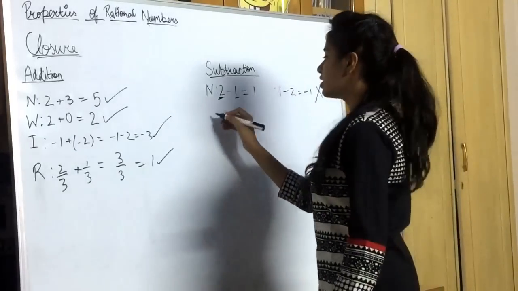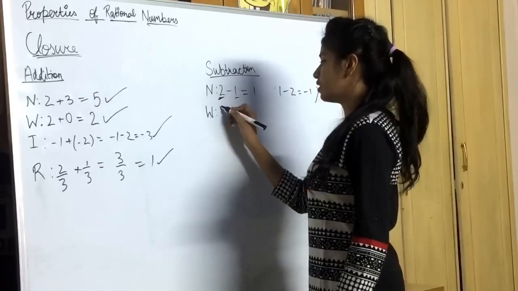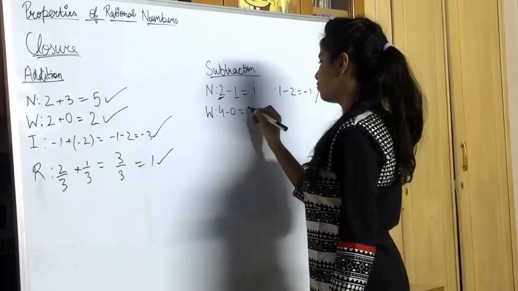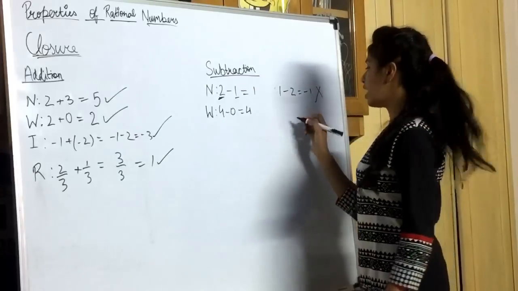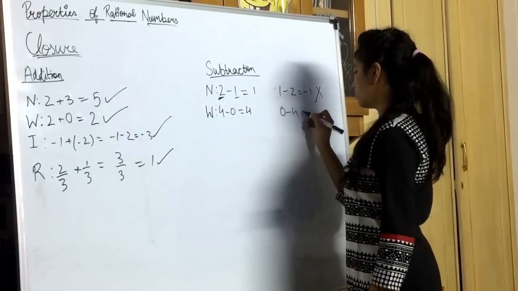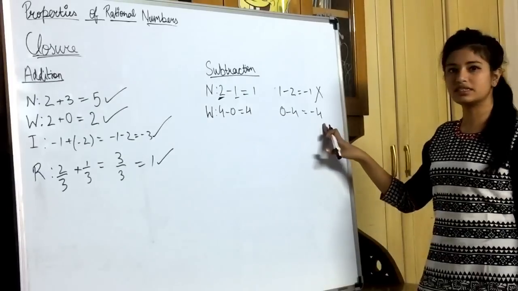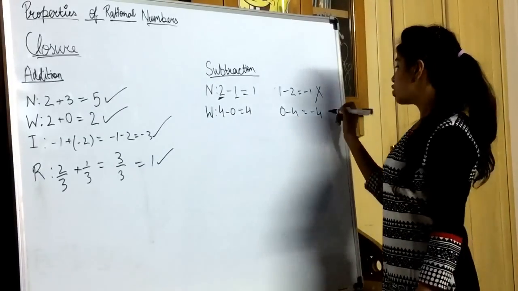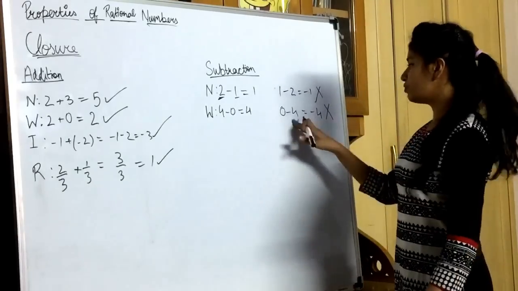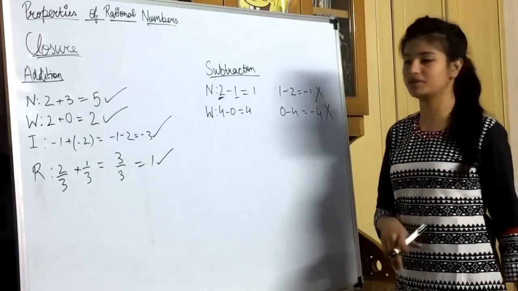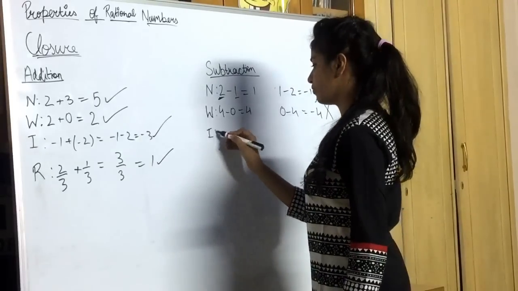Taking whole numbers, a similar example: 4 minus 0 is equal to 4, and reversing it, we have 0 minus 4, that is minus 4. What we see here is that minus 4 is not a whole number. So closure property does not hold true. Whole number minus whole number does not give a whole number. Now looking at integers.